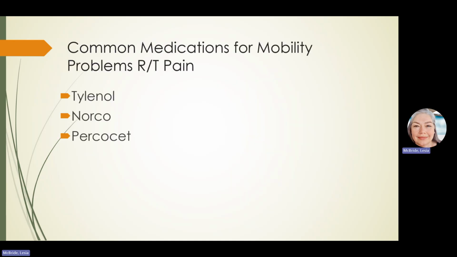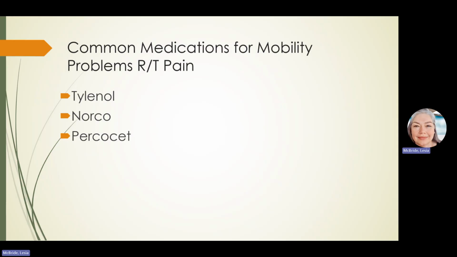Common medications for mobility problems, again, Tylenol, Narco. Remember, Narco is a Schedule 2, as well as Percocet, a Schedule 2 opioid that can cause constipation. So if these patients are on any type of narcotic, assess them for constipation. Make sure that we're giving them stool softeners and laxatives as needed.